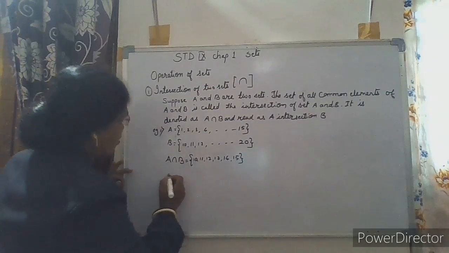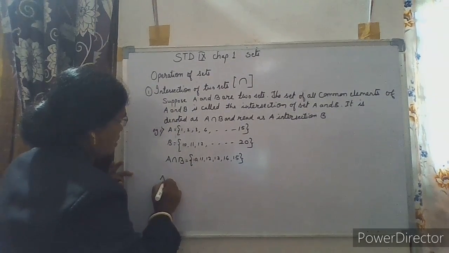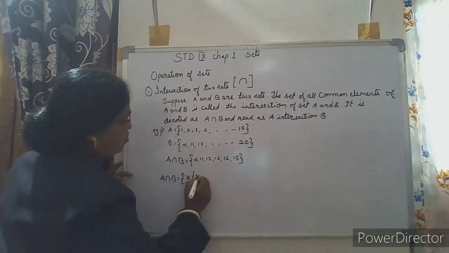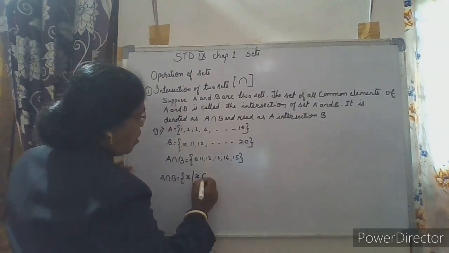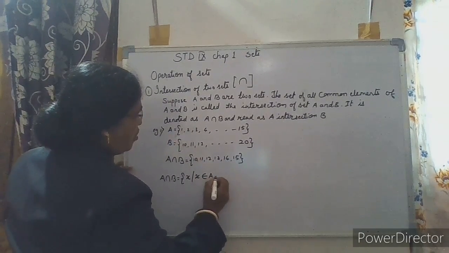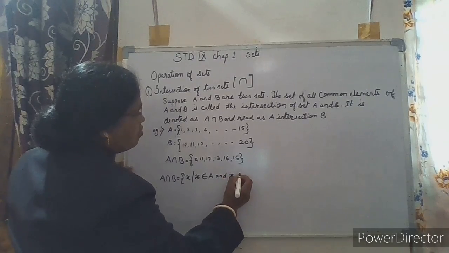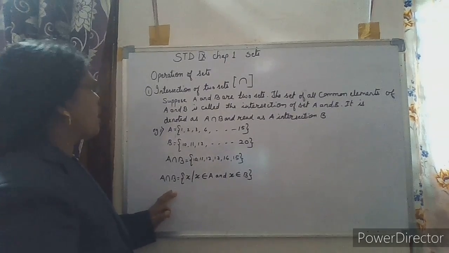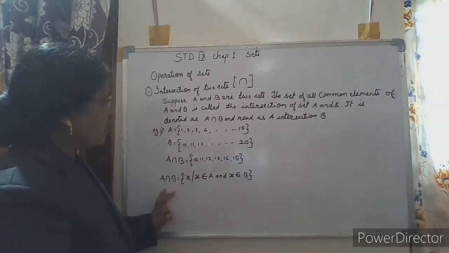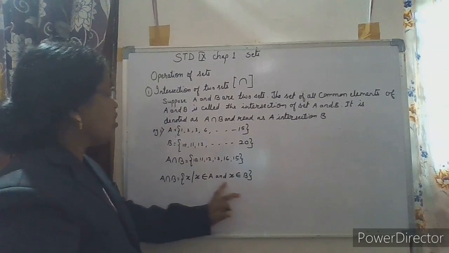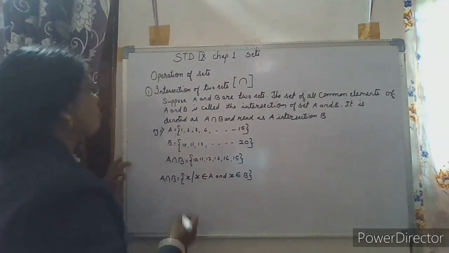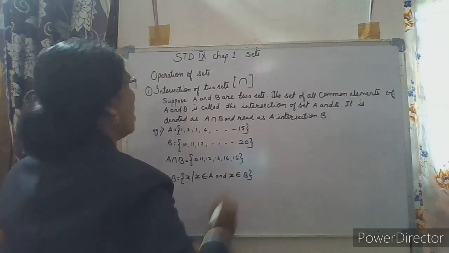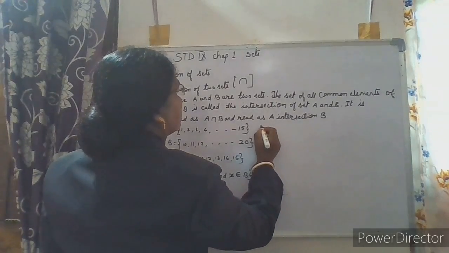So we can also explain A intersection B as X is an element such that X belongs to A and X also belongs to B. In this way we can explain intersection of set A and B by the set builder method. So this is A intersection B. Another example, if I take example 2.